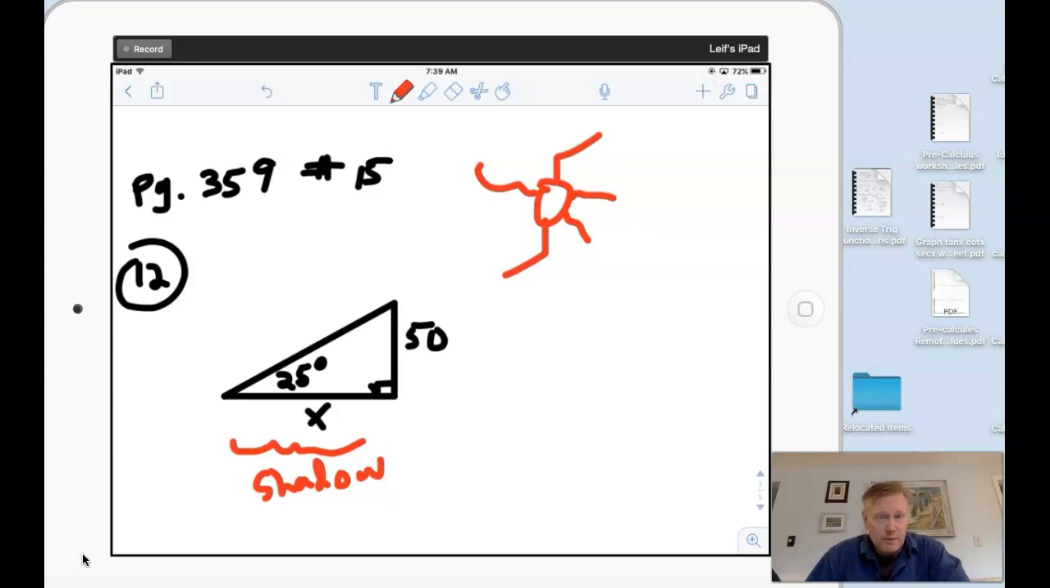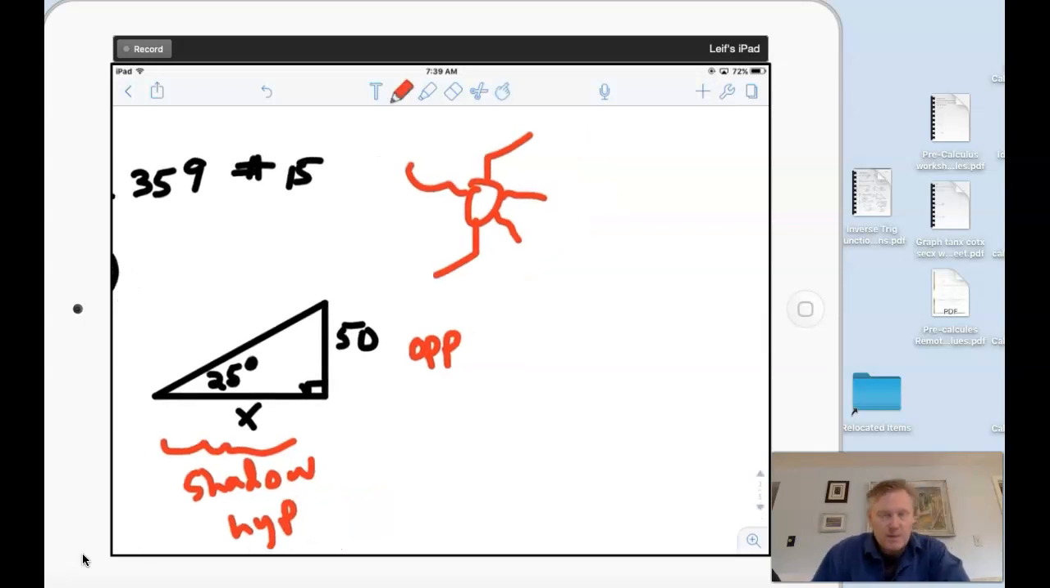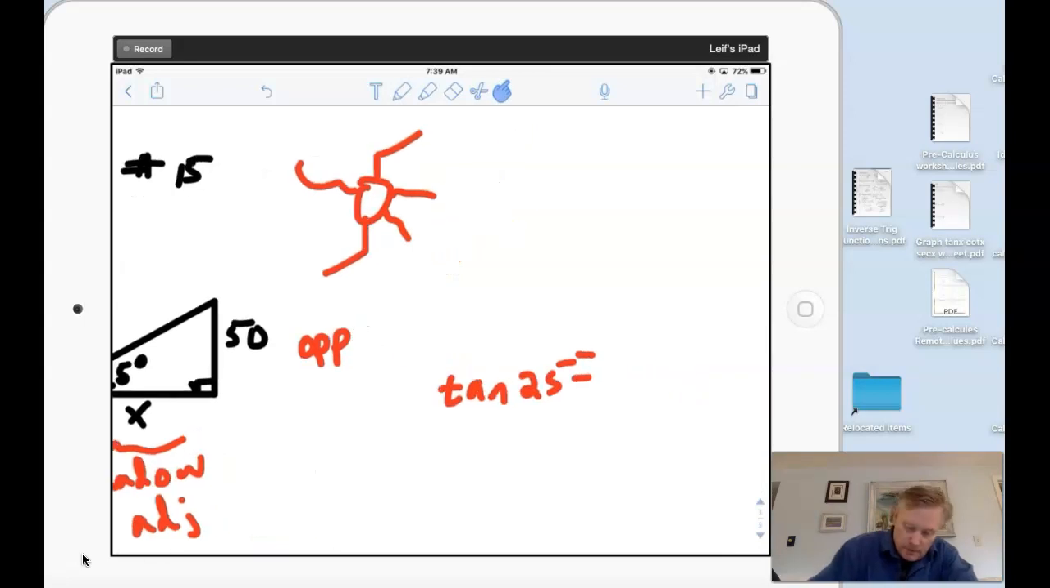So you're solving for the shadow, and you label your sides. This is the opposite. This is the shadow. Down here is the hypotenuse, which means the only one of the three ratios that has opposite and hypotenuse in it. Why did I write hypotenuse? That's the adjacent. Brain cramp. Okay, so tangent is the one I'm using. So the tangent of 25 equals 50 over x.